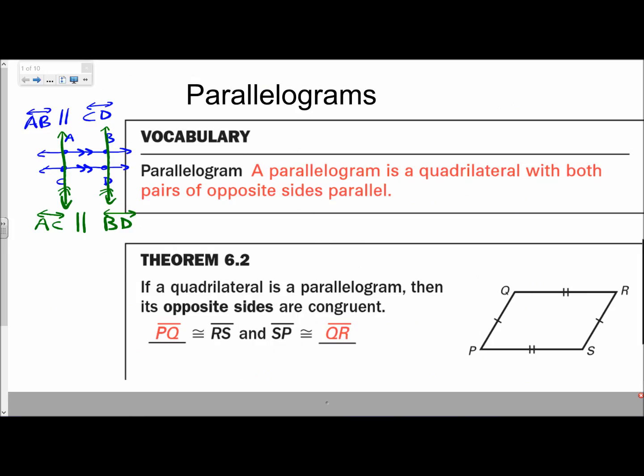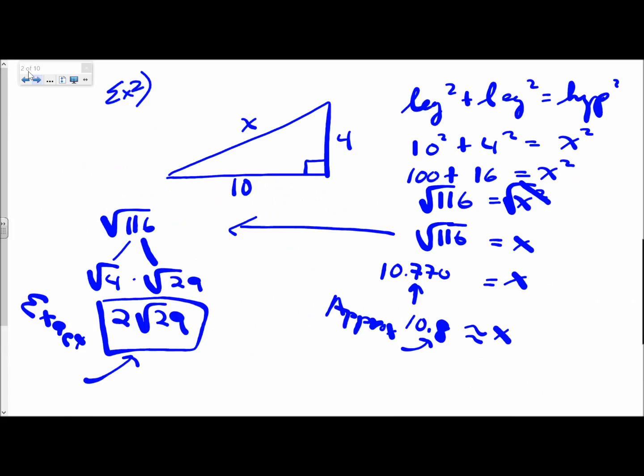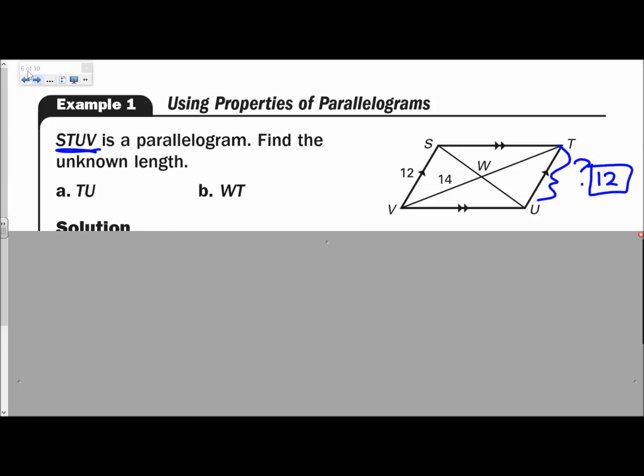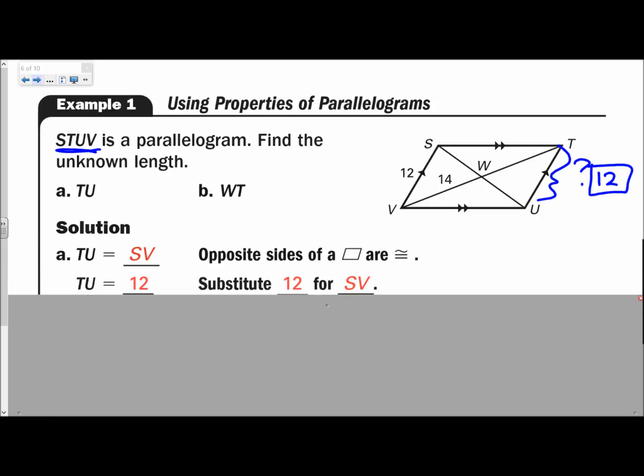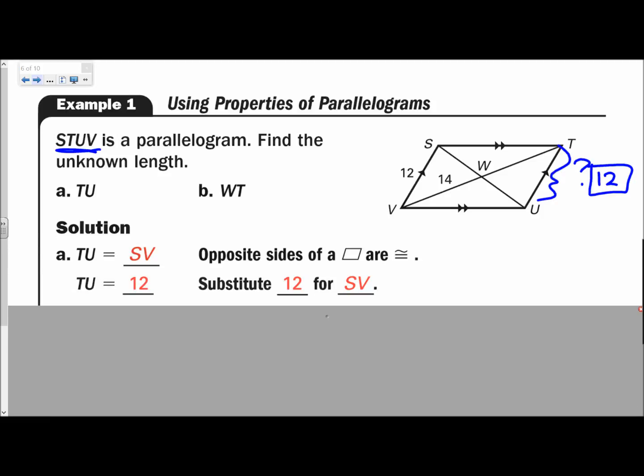Look at theorem 6.2. This law. Remember, a theorem is a law. This law says if you're dealing with a parallelogram, then the opposite sides are congruent. Remember, congruent means same sides. So Ellen is absolutely right that TU is 12. So let's fill in the blanks here. So TU is equal to SV because opposite sides of a parallelogram are congruent.